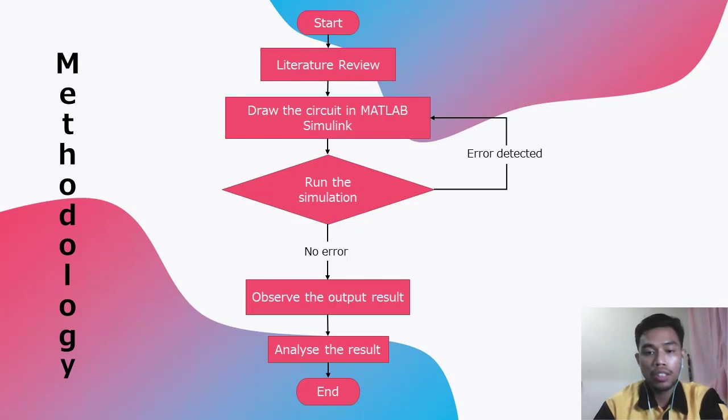After we run, if there is no error detected in the simulation, we can observe the output result. But if there is any error detected, we must look back at the connections or the parameters in the simulation. After we obtain the result, we just need to analyze it.